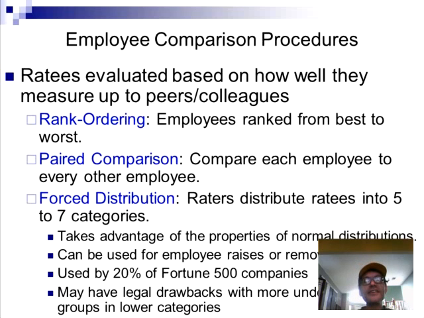Or you can force a distribution. If you recall the properties of the normal distribution, 68% fall within one standard deviation, and known percentages fall at different points. Many companies do this, but it becomes problematic if, say, members of one particular group fall heavily into the lower categories. So it does have legal ramifications. Even if it is, quote, fair, it is often perceived as unfair by the people that receive it.